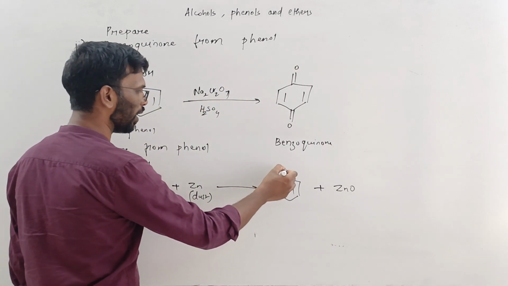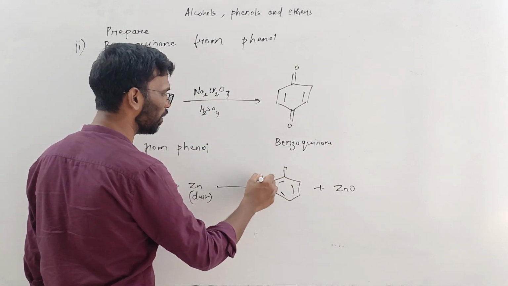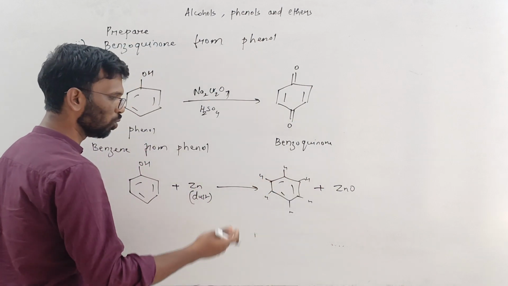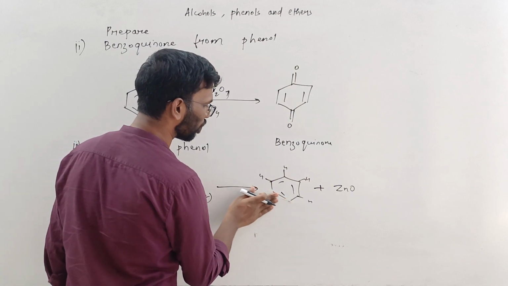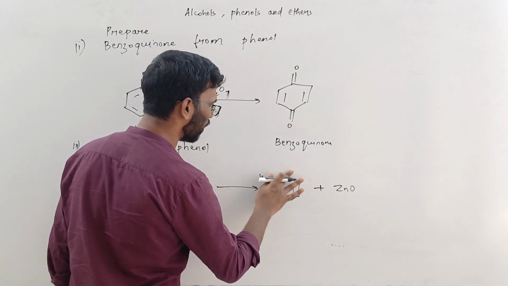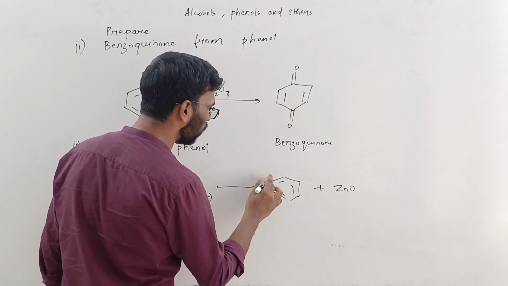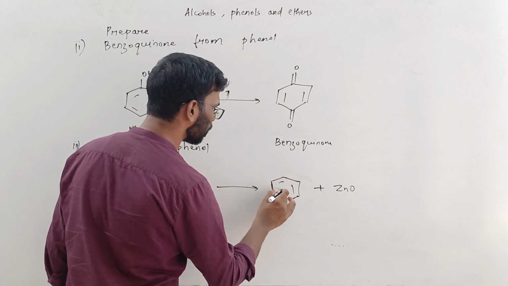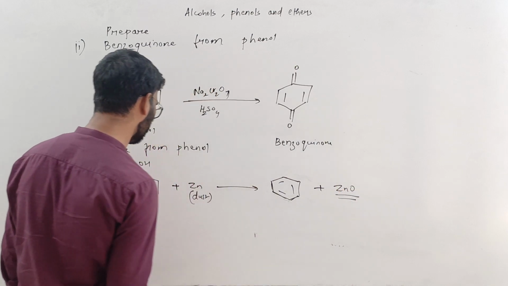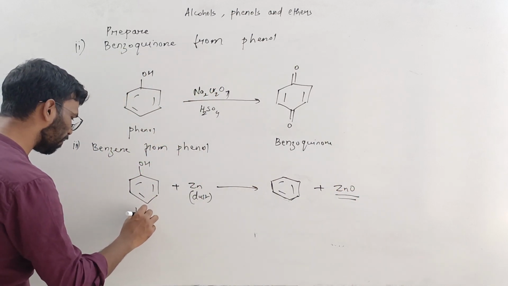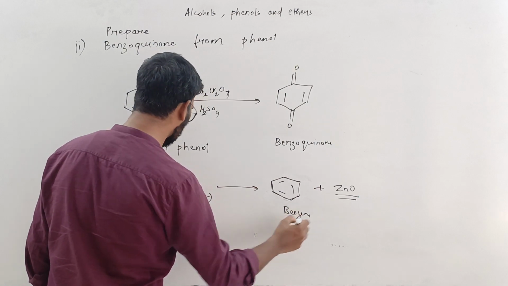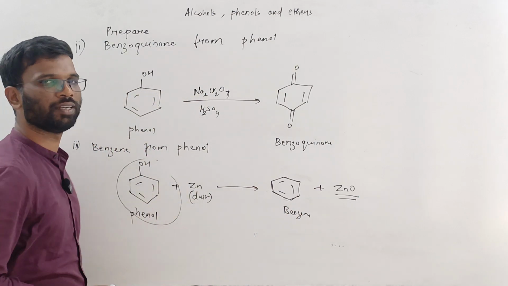And where is this hydrogen? Hydrogen is here, no? On every carbon there are hydrogens, no? Of the benzene, right? So benzene we write this way only. We don't show those hydrogens, although they are there. So this is what the whole reaction is. So zinc is getting converted to zinc oxide. This is phenol and this is benzene. This is the chemical reactivity of phenol with zinc dust.